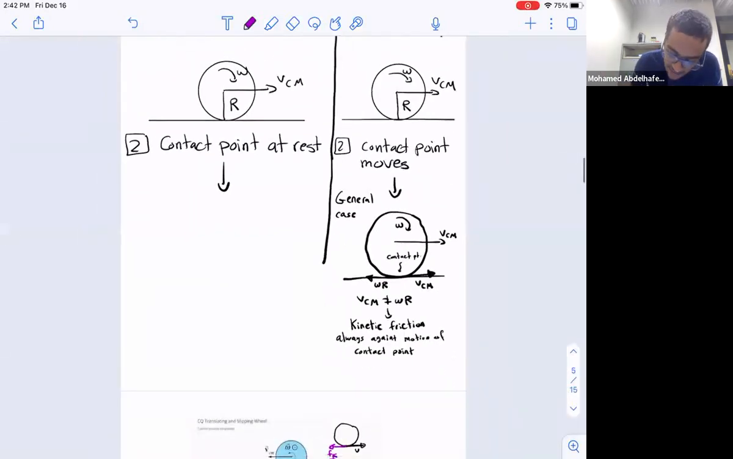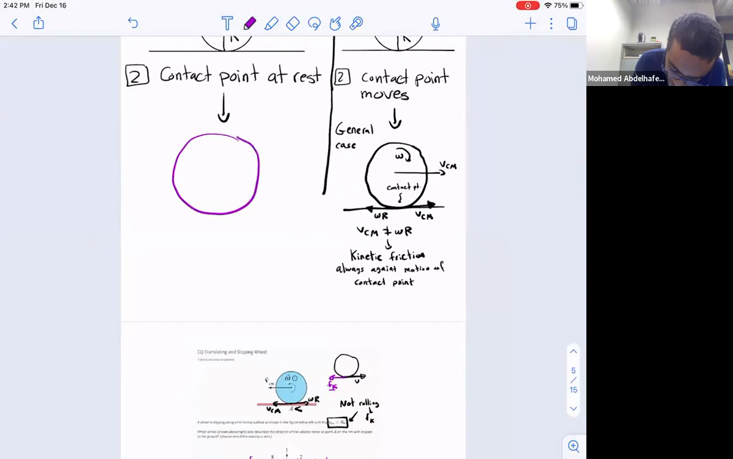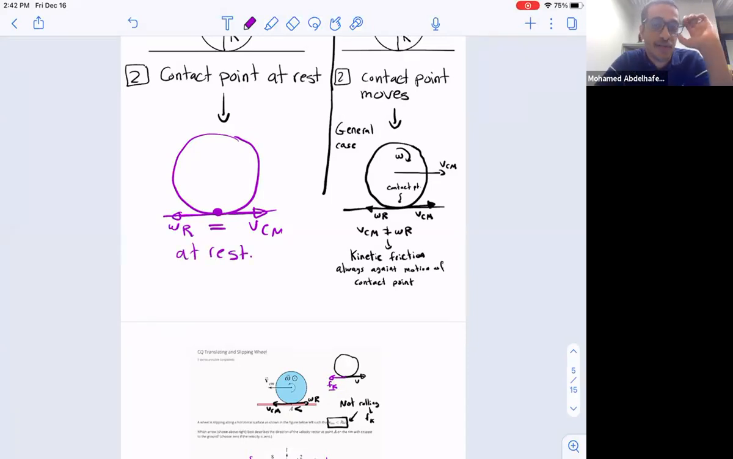But if you look at the rolling without slipping case, it's a similar picture. This contact point right here has VCM one way and omega r the other way. But now they're equal. This contact point is at rest. That's very special about rolling without slipping. Look, I'm going to come back to that. Static friction is tricky, I'm dedicating part of the review to it.